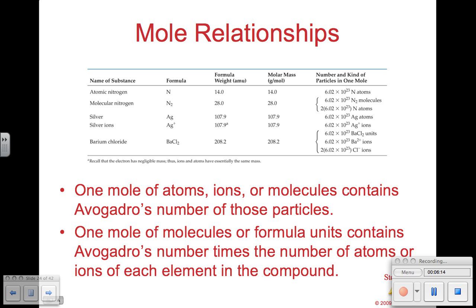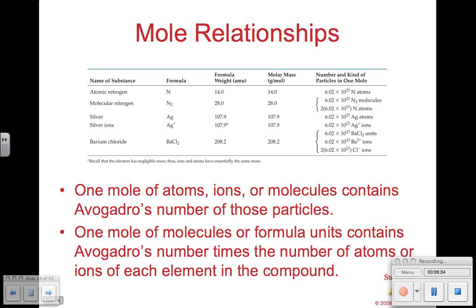And then if you look at the number of particles, you would have 1 mole of the whole compound, of barium chloride. And then if you were to break it down, you would have 1 mole of barium ions and 2 moles of chloride ions to make up the formula.